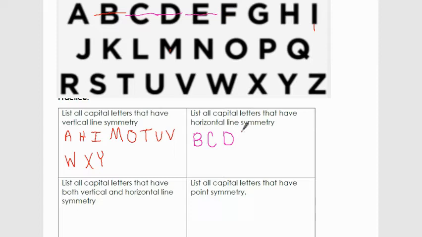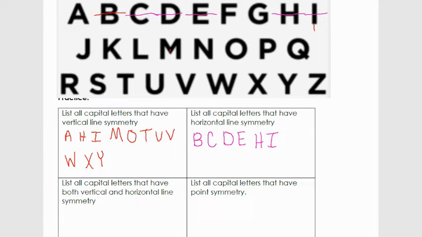Letter E would do it. Not F, not G. Ooh, H will again. Okay, and I will if we fold it that way. Okay, so even if we do the more traditional capital I, no, no, no.